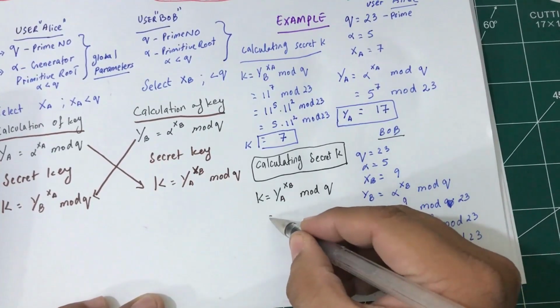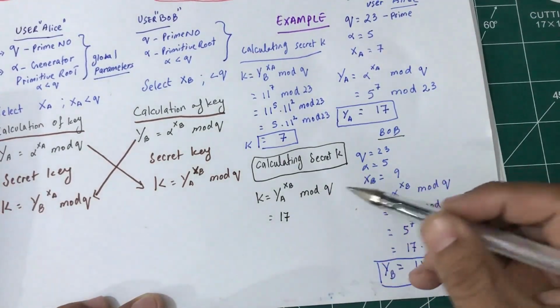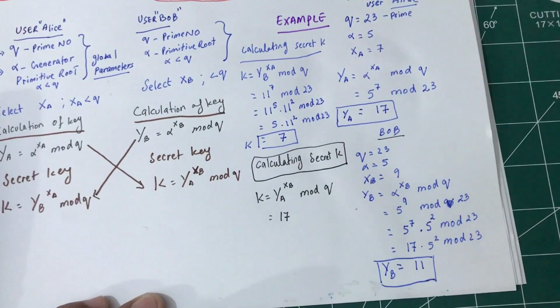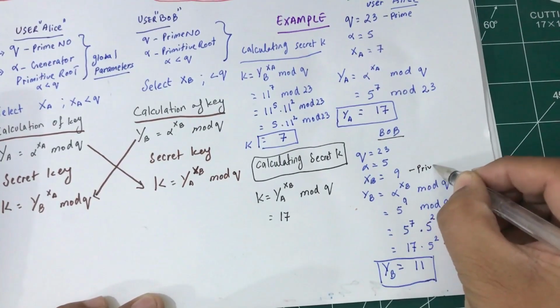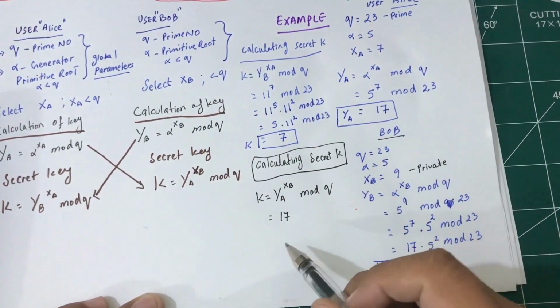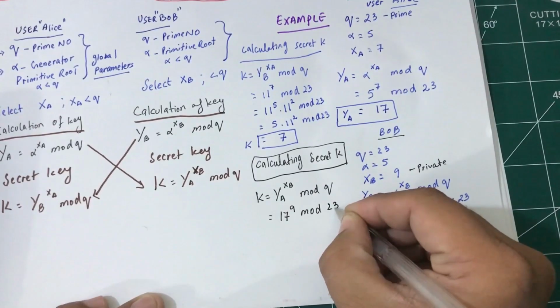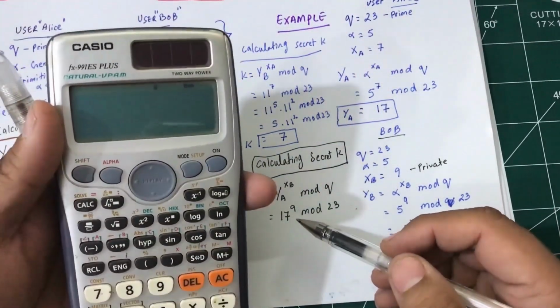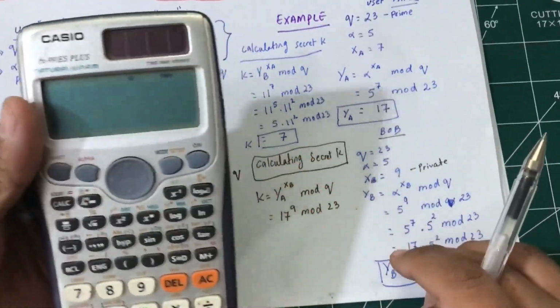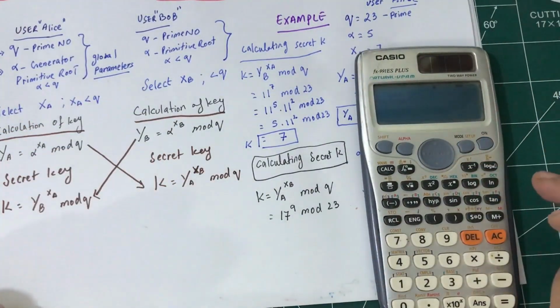All right, guys. Okay, what is YA that Bob has received from Alice? That is 17. What is XB? This is Bob's private parameter. So these are the private parameters that Bob will not share with anyone. So 17 raised to 9 mod 23. All right, guys. Okay, so now let's bring out my calculator. I know definitely it will not work. Why? Because 17 is a huge number. 17 raised to 9 is going to be something really huge.